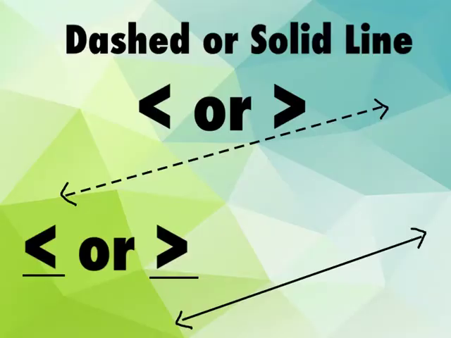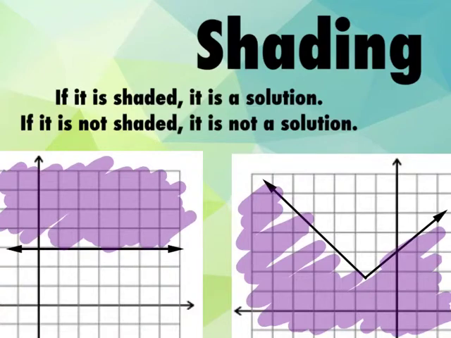When you're graphing your lines, you need to use either a solid line or a dashed line. If it's less than or greater than, you'll use a dashed line. If it's less than or equal to or greater than or equal to, you will use a solid line when drawing your graph. So again, if it's shaded, it's a solution. If it's not shaded, it's not a solution.